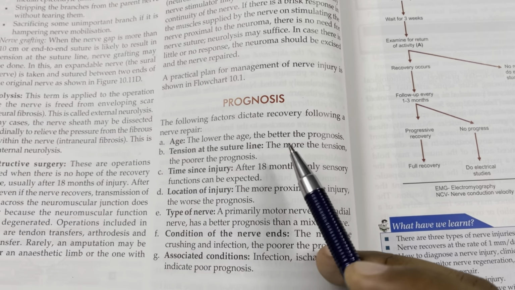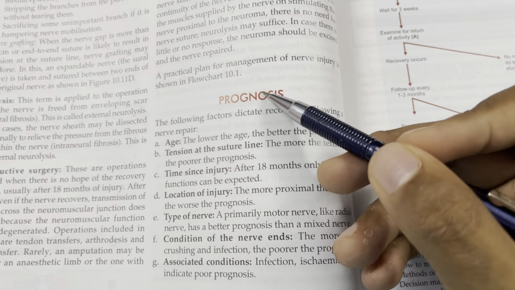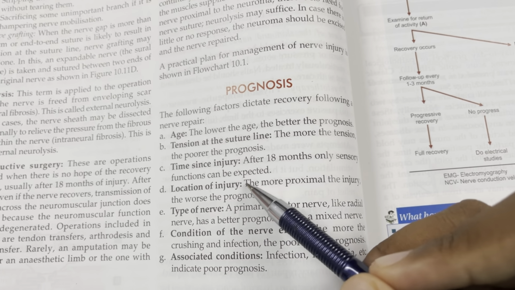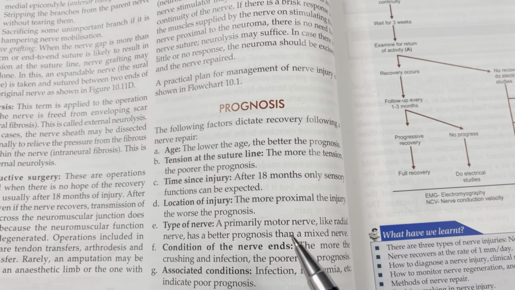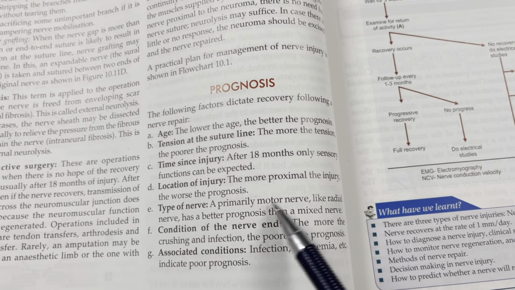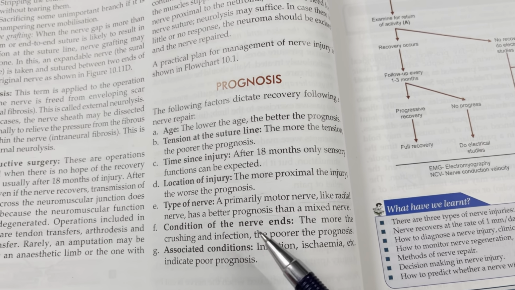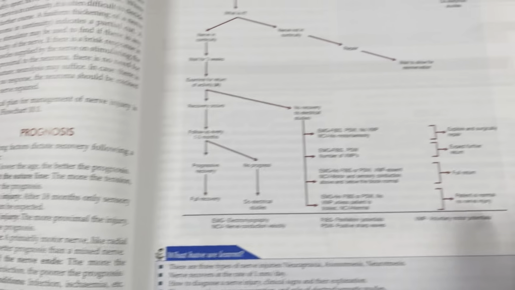So prognosis, again, the lower the age, the better the prognosis. The prognosis is also dependent on the tension at the suture line, time since injury, location of the injury. The more proximal the injury, the worse is the prognosis, because a lot of degeneration and regeneration needs to occur. And then the type of nerve. Primarily a motor nerve like a radial nerve has better prognosis than a mixed nerve. Condition of the nerve ends, and again associated conditions, they also affect.